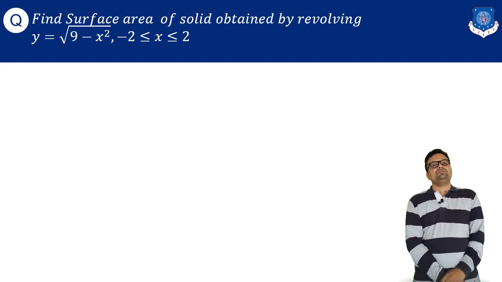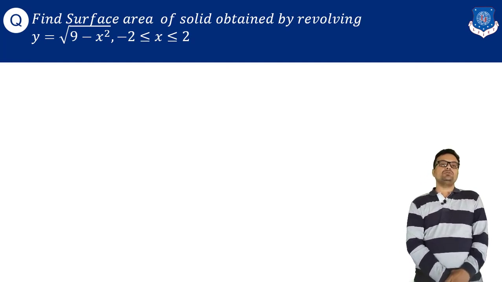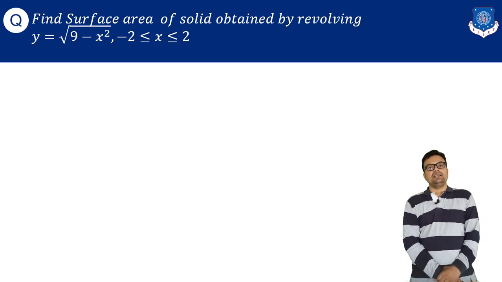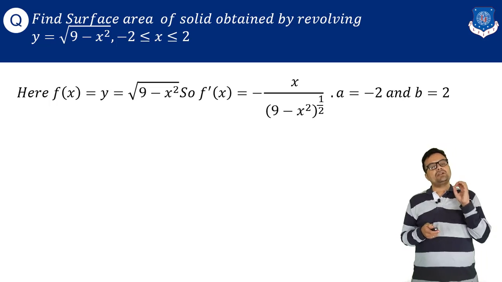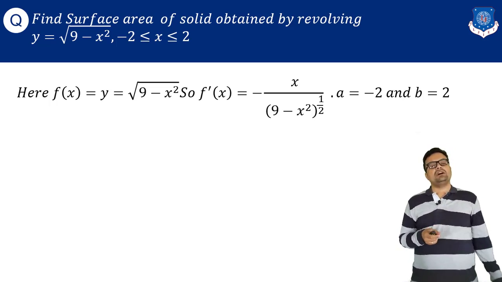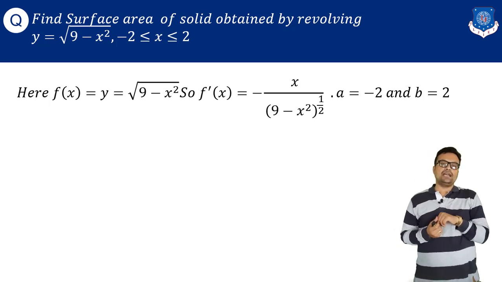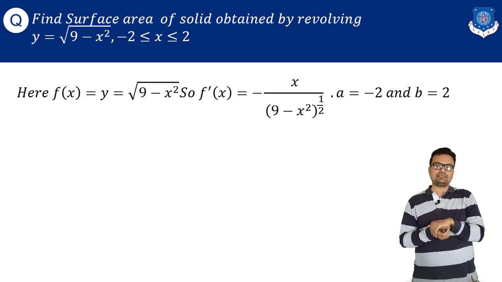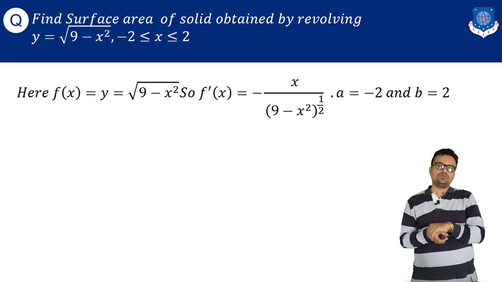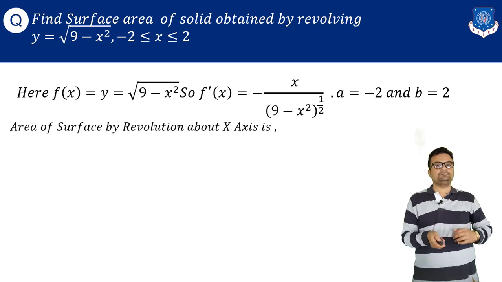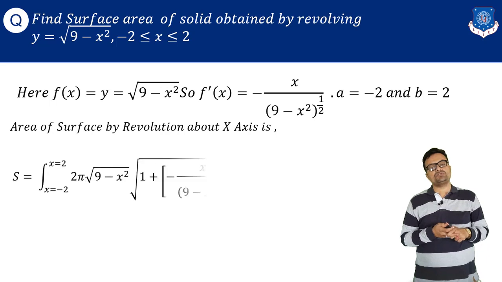Suppose I want to find surface area of a solid which is obtained by revolving y equal to root of 9 minus x square between minus 2 to 2. Then here my value of f of x is y equal to root 9 minus x square. So f dash x is minus x upon 9 minus x square raised to 1 by 2, a equal to minus 2, b equal to 2. And then what is area of surface of revolution about x-axis?